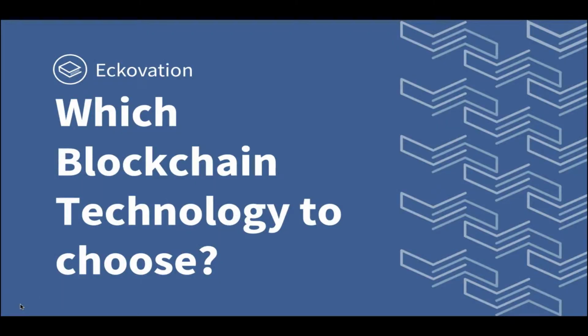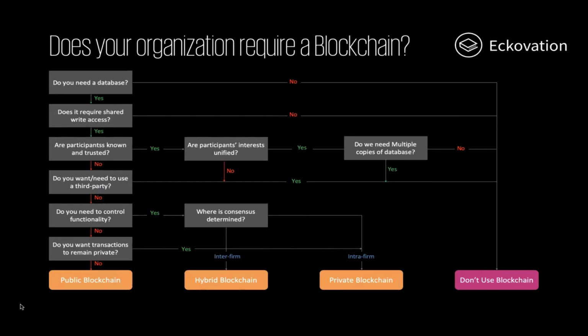Hey guys, welcome to this tutorial presented to you by Eckovation. In this video we will see which blockchain technology to choose, and what are the parameters responsible for choosing blockchain or not choosing blockchain. If you are choosing blockchain, whether it should be public blockchain, private blockchain or a consortium blockchain. You can also call it hybrid blockchain.